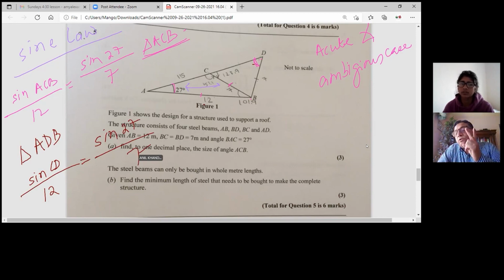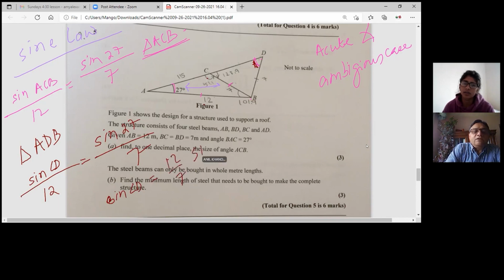So you have 2 equations which are giving you the same result. And obviously, these 2 angles are not same, correct? Now find the result. What is angle D? Let's find angle D first. So angle D will be 12 over 7 sine of 27, and you calculate this as 51.1 degrees, correct?